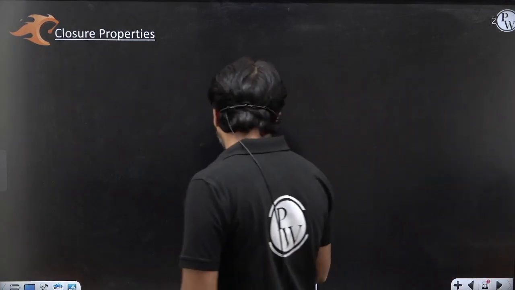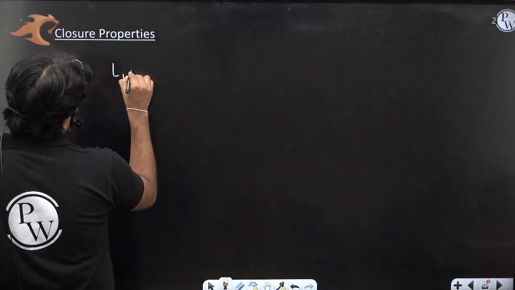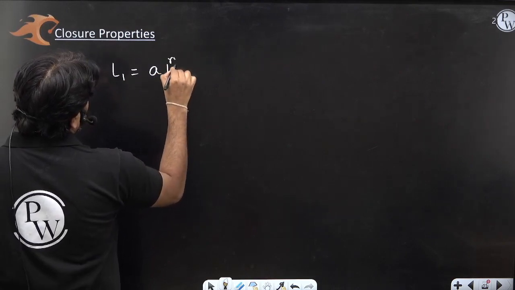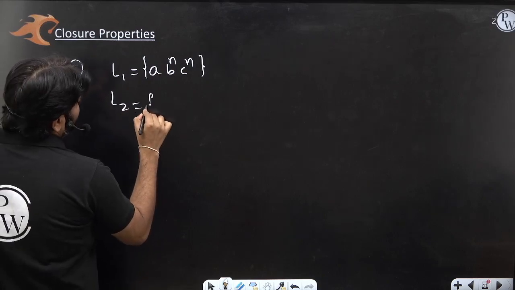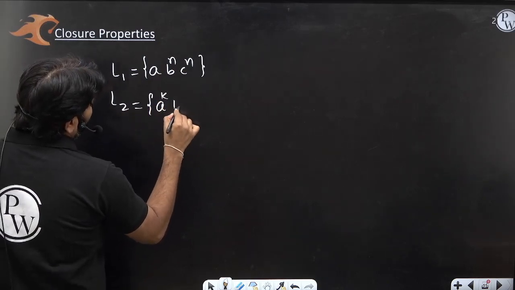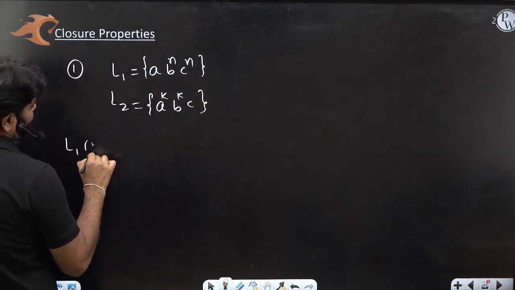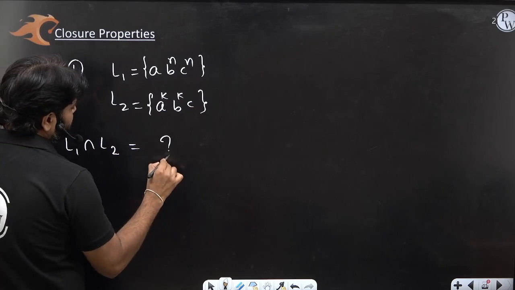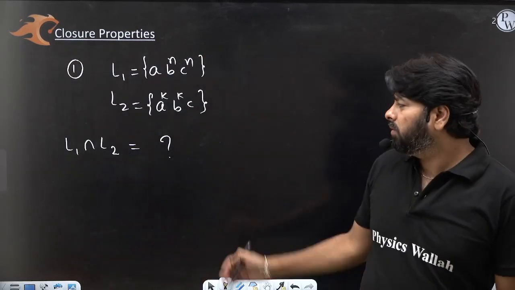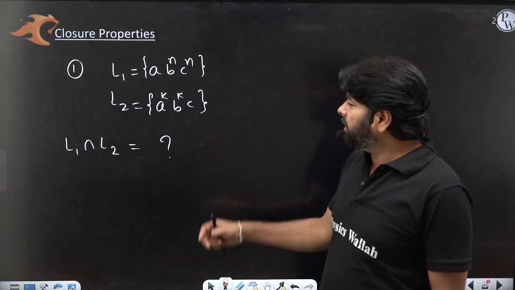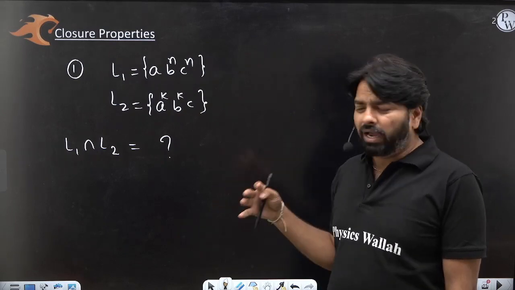Let's look at some examples to understand more. Different examples like L1 is equal to a b power n c power n, and L2 is a power k b power k c. And the question might be like L1 intersection L2, what is it? Can you try this? Now, many people write some different way, like a, b star, c star. So don't do any such things.